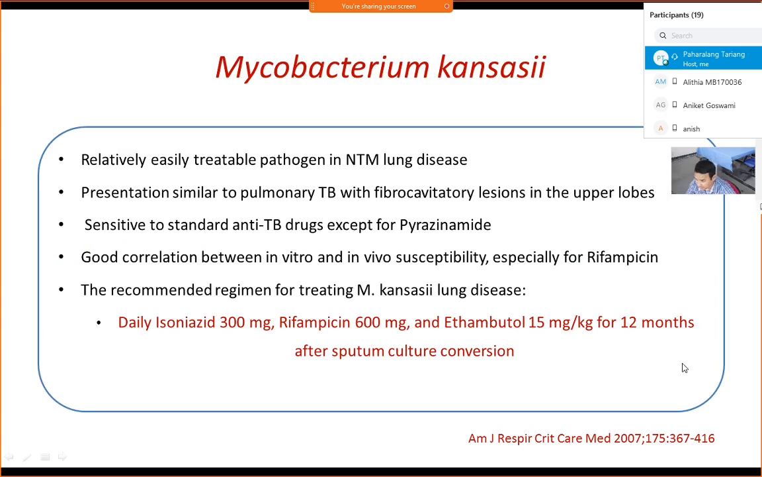So when we come to Mycobacterium kansasii, it is a far more drug responsive organism compared to MAC. The presentation is similar to pulmonary TB with fibrocavitary lesions in the upper lobes, and the recommended daily regimen is isoniazid 300 mg per day, rifampicin 600, and ethambutol at 15 mg per kg for 12 months after sputum culture conversion. As we know, for NTM disease, once we start treatment, we have to do a sputum culture every 1 to 2 months to see when they sputum convert, and from then we go on for another 12 months of treatment.